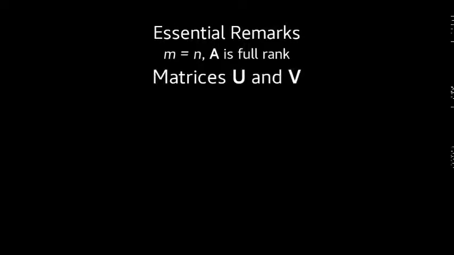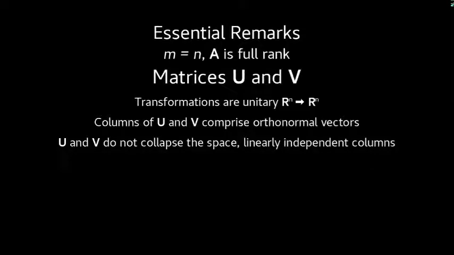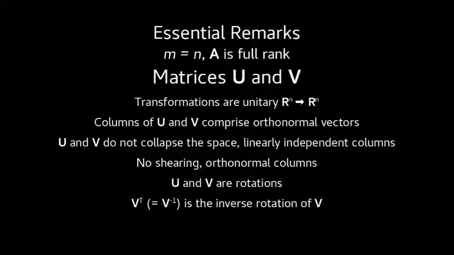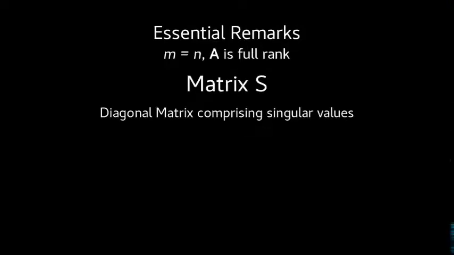Matrices U and V. The transformations U and V are unitary from R n to R n. The columns of U and V comprise orthonormal vectors. U and V transformations do not collapse the space as they comprise linearly independent columns. Also, they do not perform any shearing action as each of the columns are orthonormal. Thus, we conclude that U and V are rotations. The matrix S is a diagonal matrix comprising singular values which performs a scaling operation in R n.